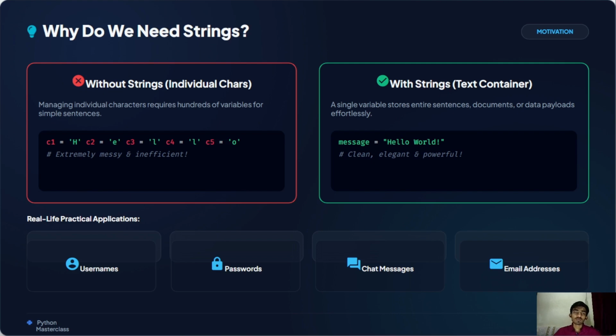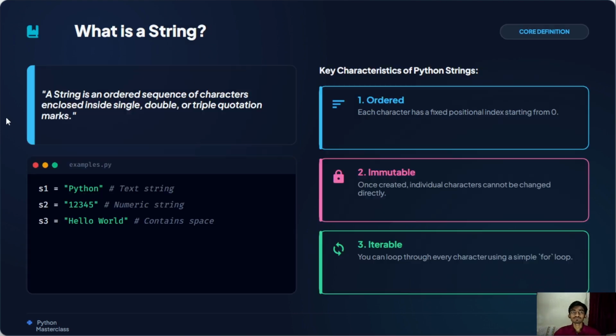Now let's define it properly. So what is a string? A string is a sequence of characters enclosed inside single, double, or triple quotation marks. That sounds technical, so let's break it down.